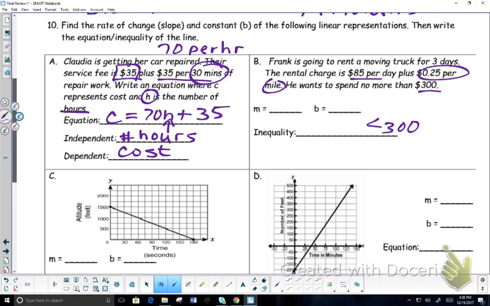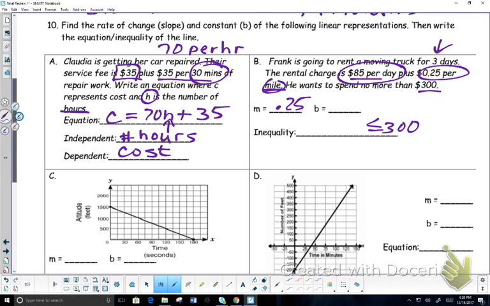He wants to spend no more than, which means he's willing to spend the whole $300. So we can also say it's equal to. Now we've got to figure out our M and our B. Notice this per mile thing. That's actually going to be your slope. And the reason is this $85 per day is actually your y-intercept, because they told you how many days.